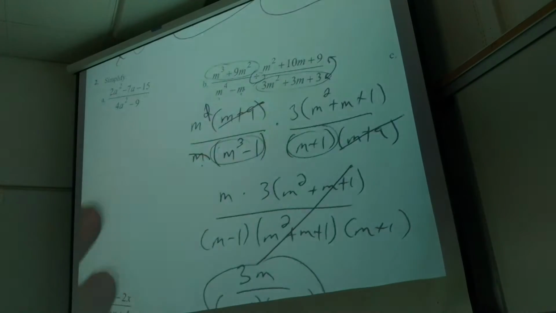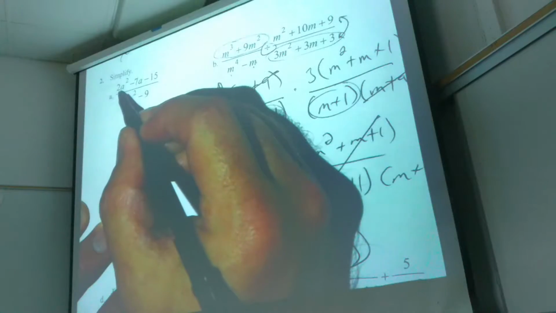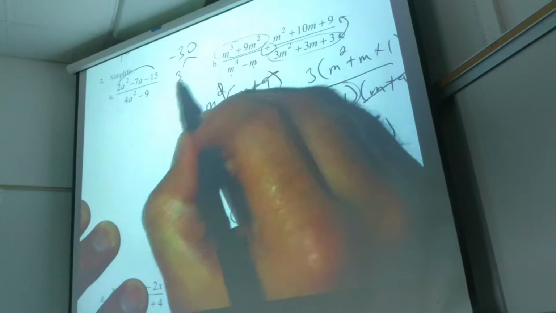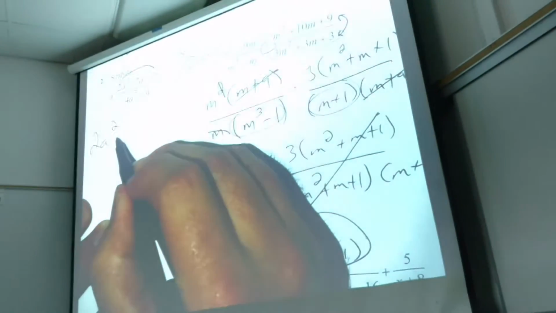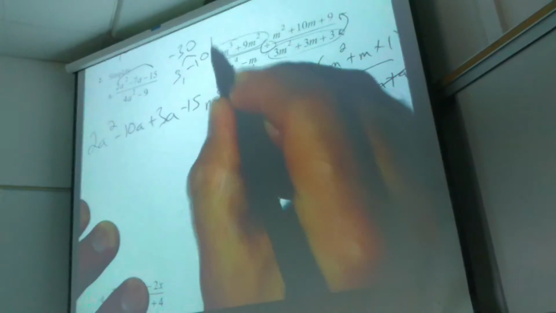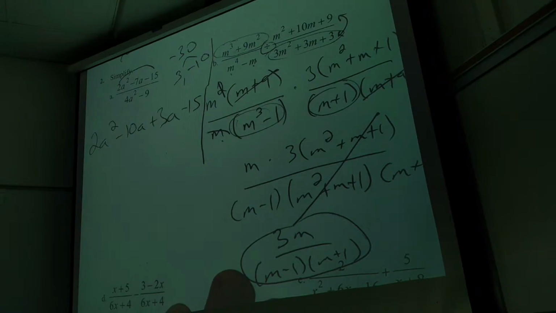Okay, stop. So what about 2b? 2a is nice. You just got to remember how to do the top one. Since that's a 2, what do you got to do? 2 times 15, so you get negative 30. 3 and 10, negative 10. So I can rewrite the top as 2a squared, now I would put minus 10a plus 3a minus 15.